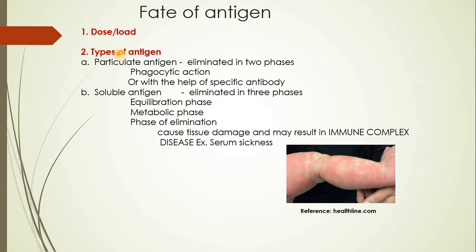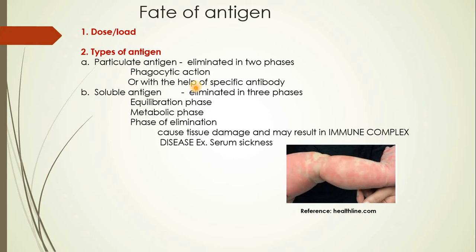Further, the type of antigen. There are two basic types of antigens, that is particulate type of antigen and soluble type of antigen. Now these two different types of antigen are very essential in showing its action. In the sense, the particulate antigen will be removed from the body or from the circulation, and this removal occurs in two different phases.